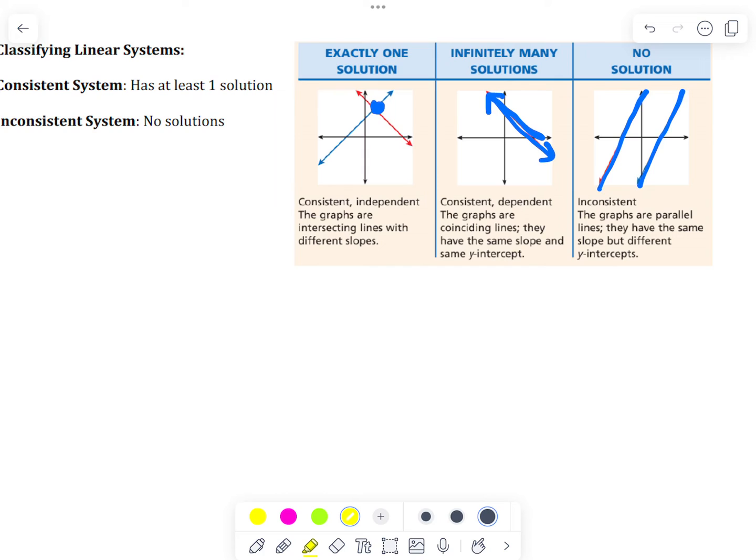So here's how we classify these systems. If it's exactly 1 point, we call this consistent and independent. If the 2 lines are the same, they are considered infinitely many solutions, and we call this consistent dependent. They're coinciding lines. The last one is no solution, because the 2 lines do not intersect. They're parallel lines. They are considered inconsistent.